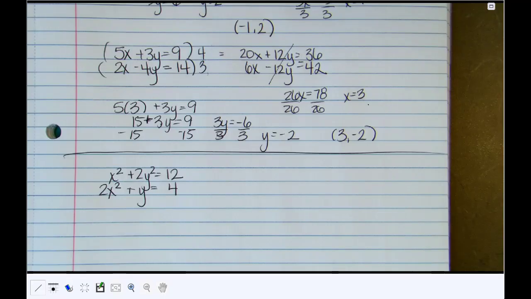I saw it. So if we want to eliminate, whereas the linear ones have choices, there's no choices on this. There's only one thing you can do to make it eliminate.